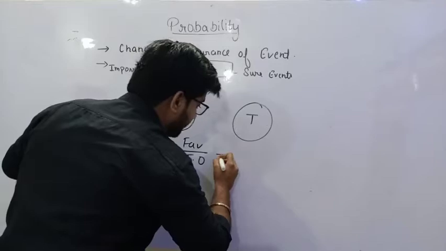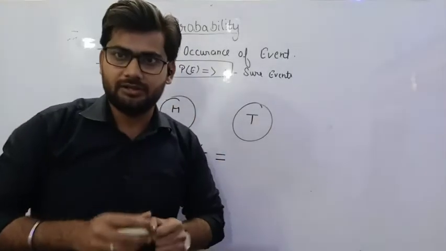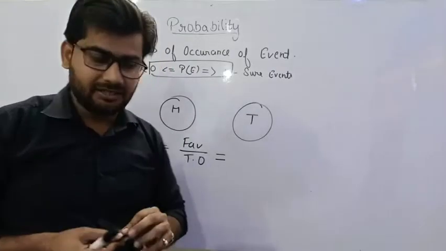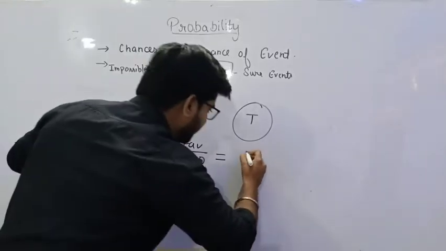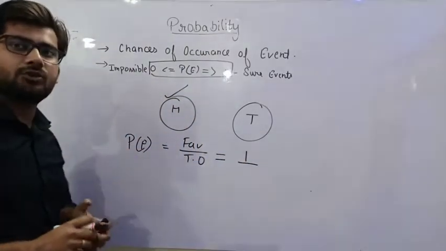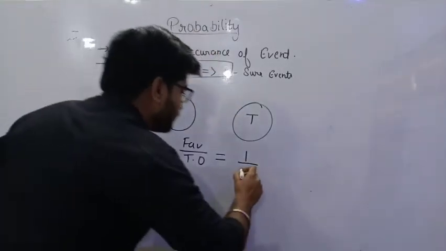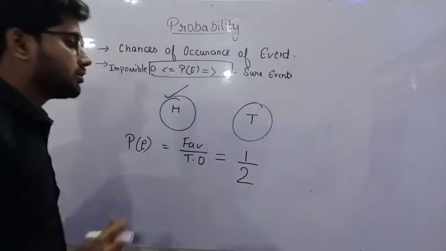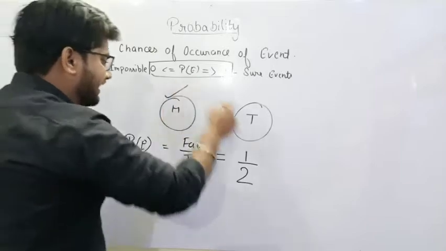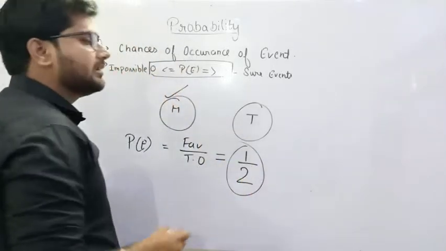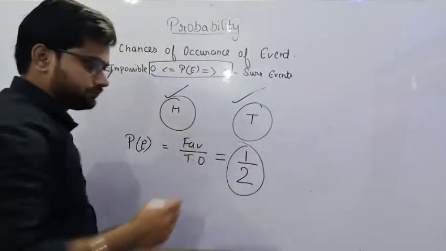So how many favorable outcomes are there? The favorable outcomes means what we are going to calculate. We are going to calculate heads. There is only one head in a single coin, so I will write here 1. And the number of total outcomes we have calculated, there are 2 faces, so here we will write 2. So while tossing a coin a single time, the probability of getting head is 1 upon 2. Similarly, the probability of getting tail is 1 upon 2.